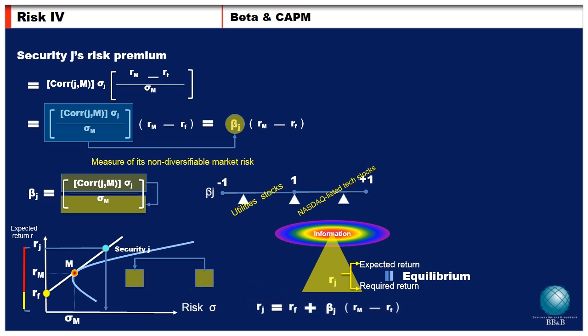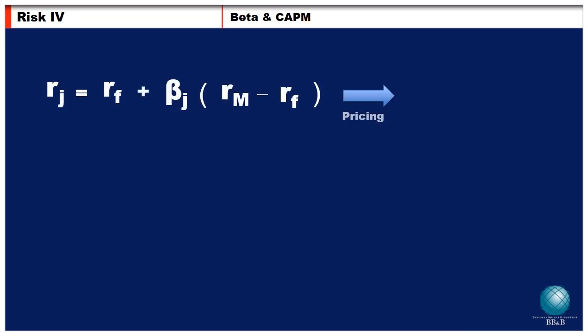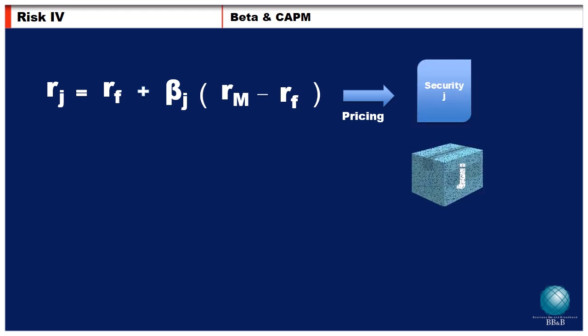Therefore, it is this equation that gives us the answer to our original question: how should we assess an asset's required return? This equation prices stocks by specifying the expected return. When we use the more general concept that J is a capital asset rather than a specific stock, the above equation is called the capital asset pricing model, CAPM.